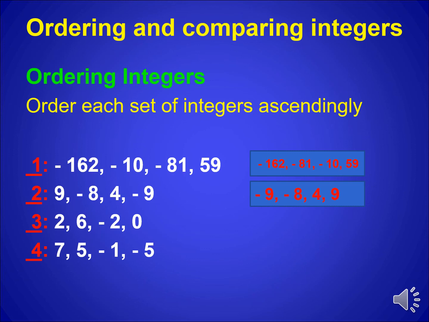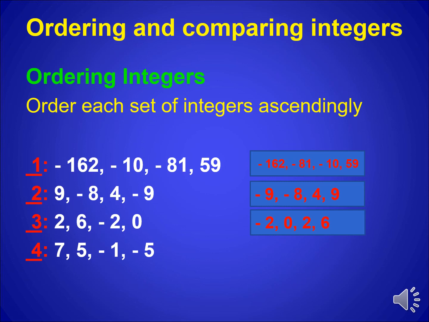Number 3, I have 2, 6, negative 2, and 0. What's the smallest number? Yes, the negative number. I have negative 2. And what's the next? Yes, 0, because 0 is between positive and negative. And after that, 2, and the last one, 6. So the order will be negative 2, 0, 2, and 6.